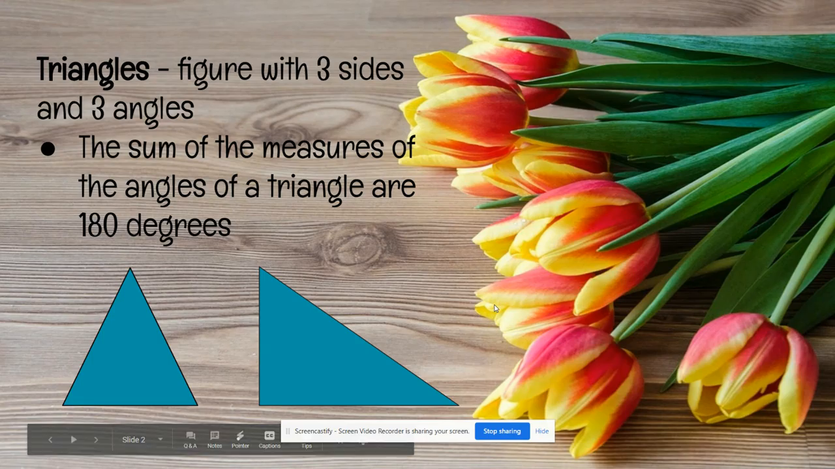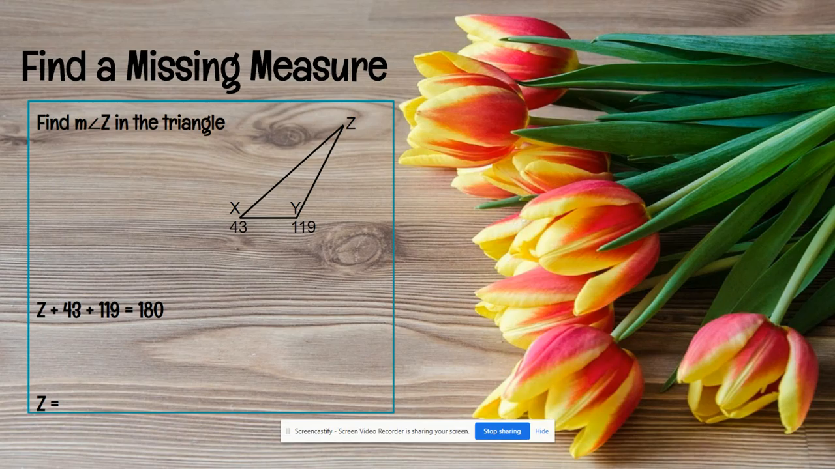So looking at this first example, this is part of what you guys are going to see. It's very similar to what you guys did the other day with complementary and supplementary angles. When you had 90, you were trying to add the two to 90 degrees for right triangles or complementary angles. And then for supplementary, you were making sure it added to 180. So it's very similar to that same process, except now it's a triangle, so you have three sides that you're dealing with. If you look at this triangle, it says find M angle of Z in the triangle. That M stands for measure. So the title of this is finding a missing measure.